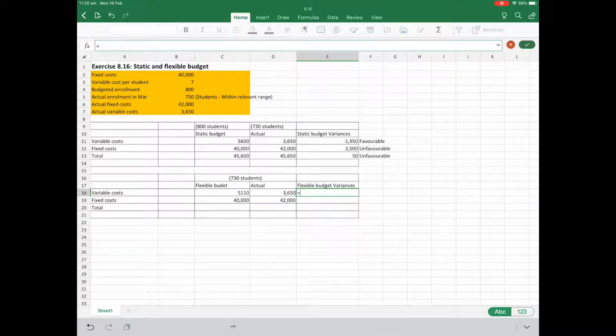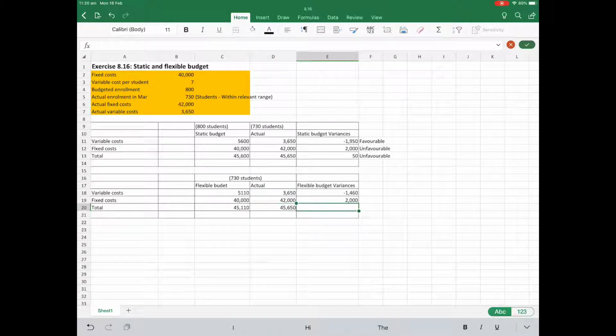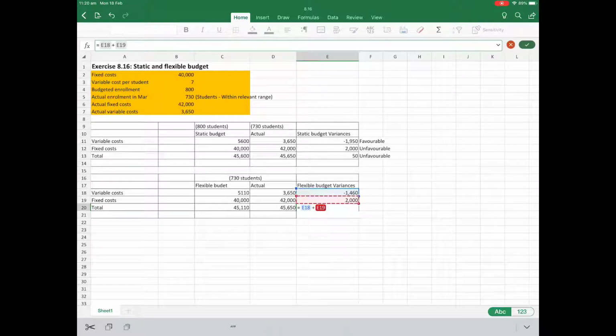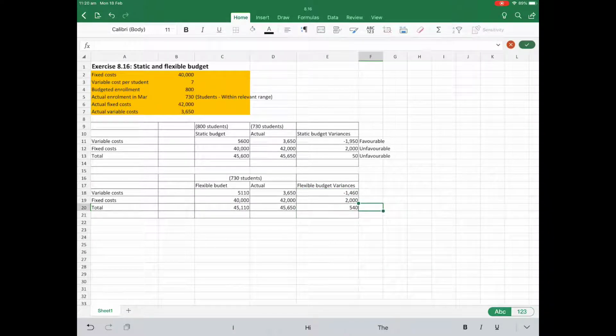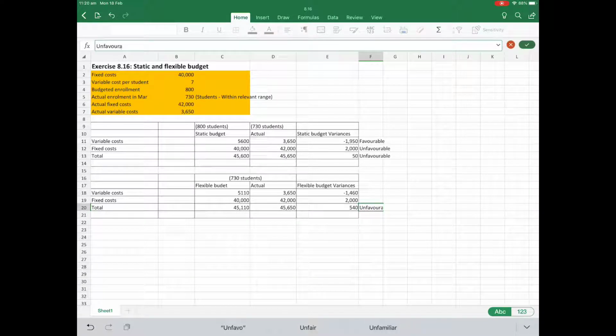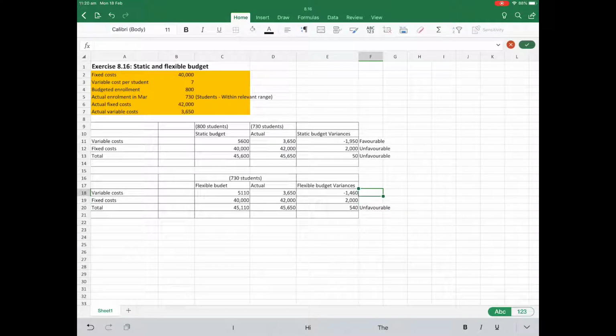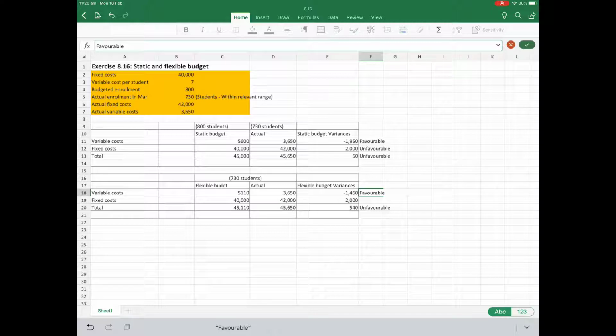Now we do the same thing for the flexible budget variance. We take the actual minus the flexible budget. And here we take the actual minus the flexible budget, and we can take the total. Here we also take the total. All right, so in this case it is unfavorable. Still we have favorable for variable cost, and unfavorable for fixed cost.